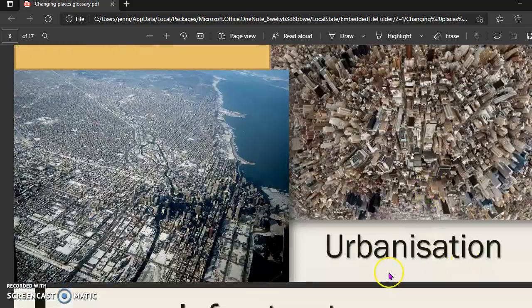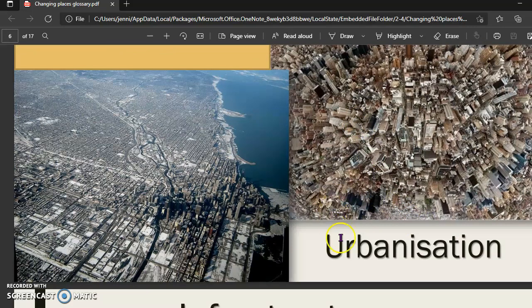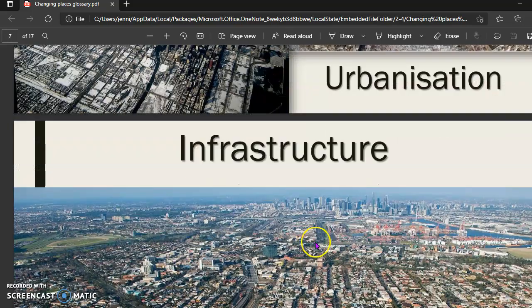Okay, urbanization, very much linked to that. That's the process of an area becoming more urban, so towns and cities growing, basically. It's the increase in the proportion of people living in towns and cities, making the world more urbanized. If you're on an American website, you'll see a Z here. Try and use S because that's how we write it in Australia.